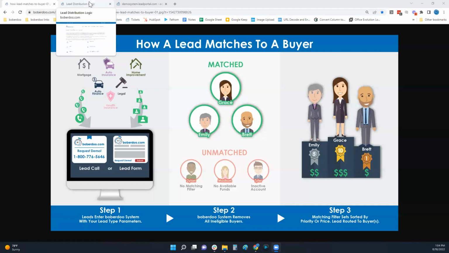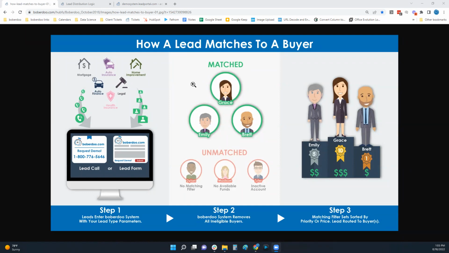So before we jump into that, we just want to make sure everybody's on the same page as to what distribution logic is. If we look at an infographic on how a lead matches to a buyer in the system, when a lead or call or ping comes into the system, it doesn't matter which, the lead system works on an exclusionary basis. So any partner that is not active, any partner that does not have available funds, and any partner that does not have a matching filter set are excluded.